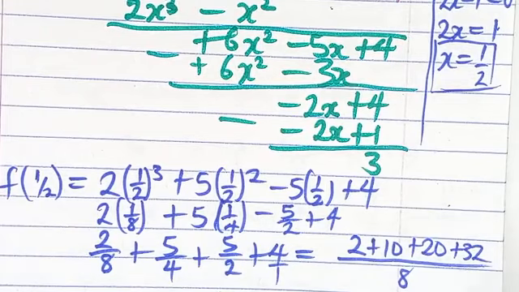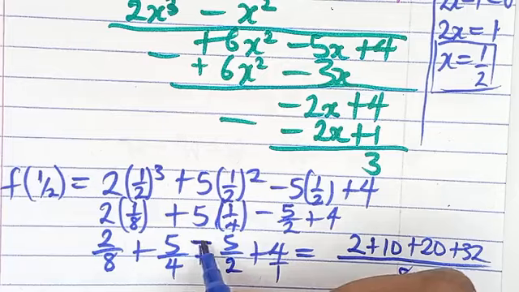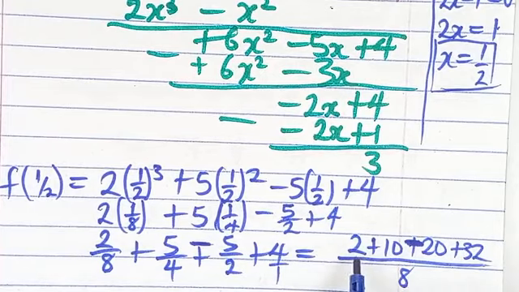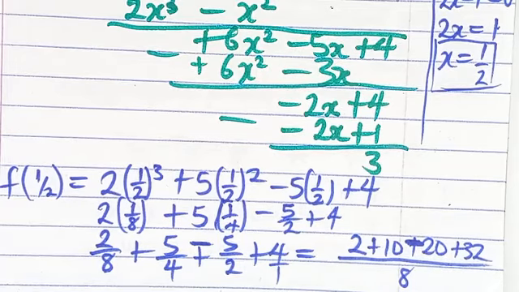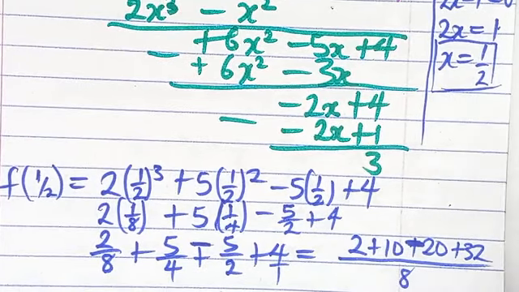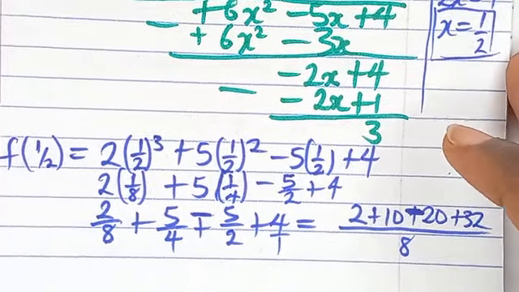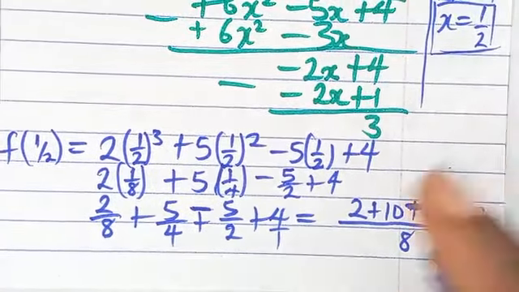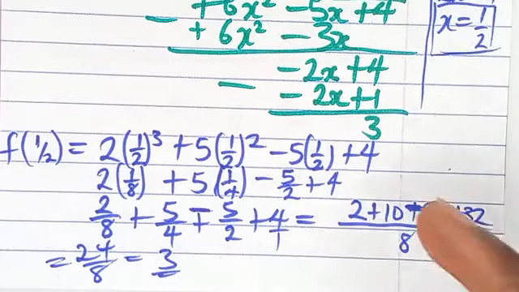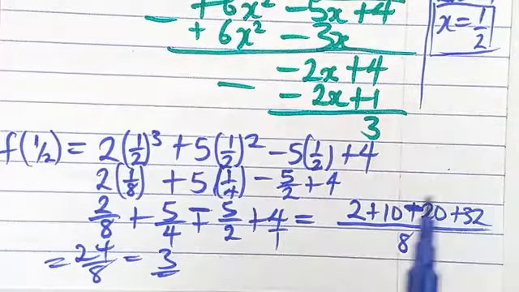Okay, so we add up. No, this is minus 5 over 2. So this is minus, not plus. We have 32 minus 20 is 12. So that 12 from here plus 10 is 22 plus 2 is 24. So all we have is 24 over 8. And we divide 24 by 8. That is 24 over 8 equal to 3. We can see that that tallies with the remainder from the division.